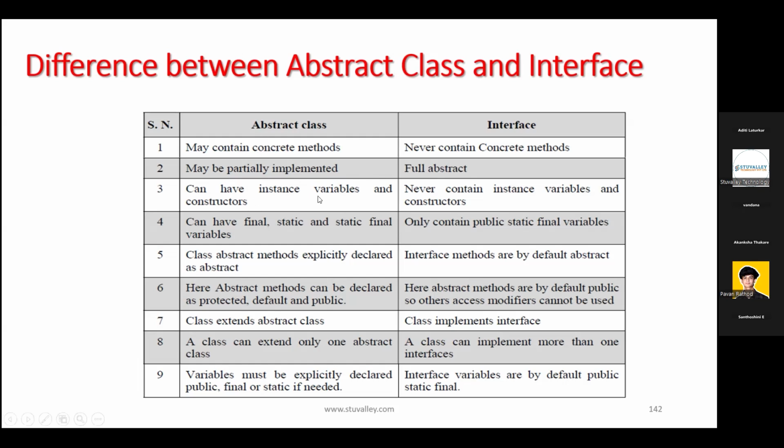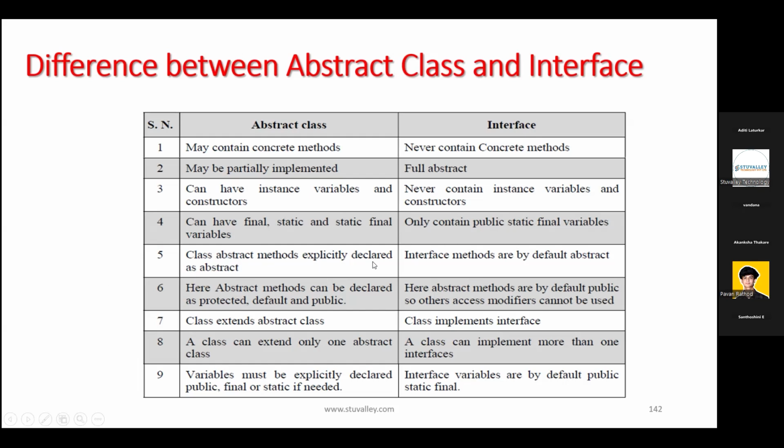Then we cannot create the instance of an abstract class, but abstract class can have instance variables and constructors, but interface never has instance variables and constructors. Abstract class can have final, static, final and static separately, as well as final static together, that is constant variables. But interface will only have public static final variables. Okay.